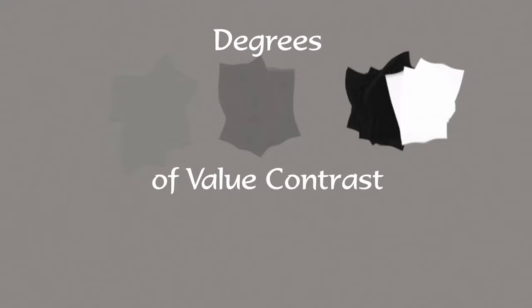Let's create another contrast. Now we have the strongest value contrast possible between the lightest light and the darkest dark. On this side, we have the closest value contrast possible between this value and this value. So that's what we mean by degrees of value contrast.